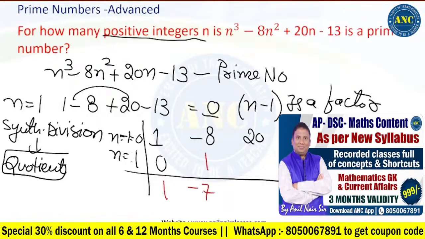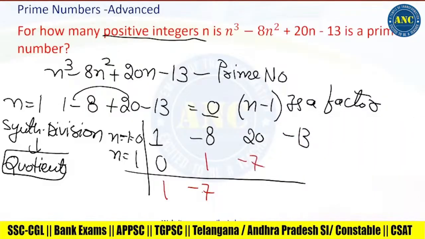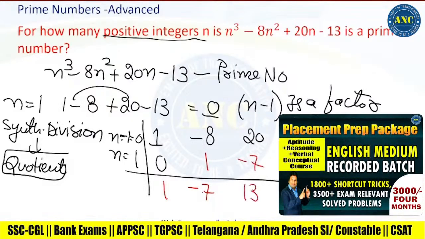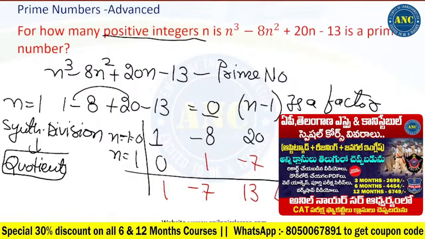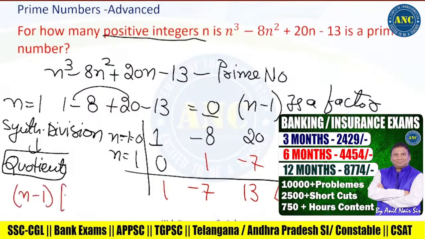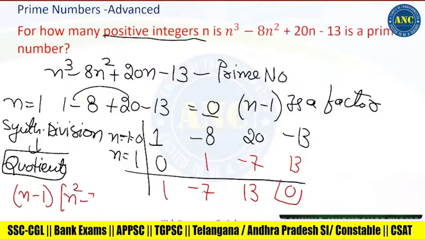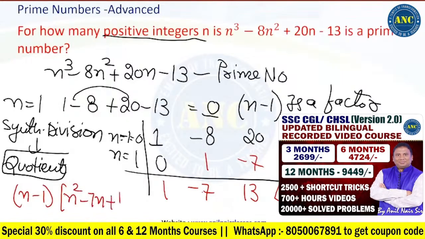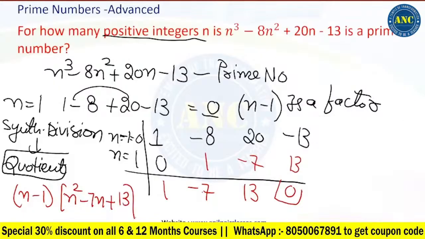Minus 7 into 1, minus 7. 20 minus 7 is 13. 13 ones are 13. Remainder is 0. So n minus 1 is a factor. Next, out of the cubic, n minus 1 is a factor. The quotient is nothing but n square minus 7n plus 13.